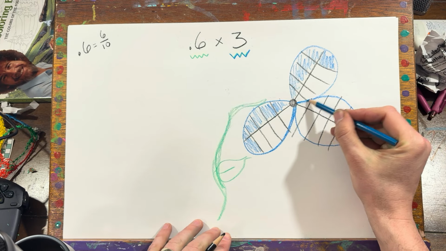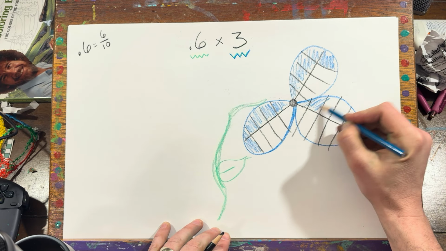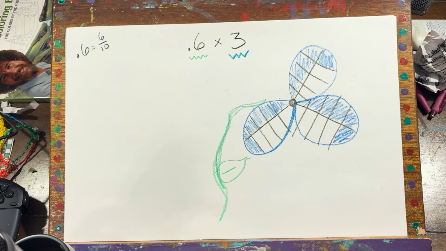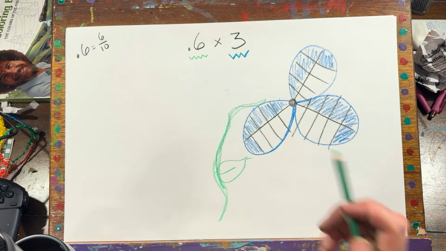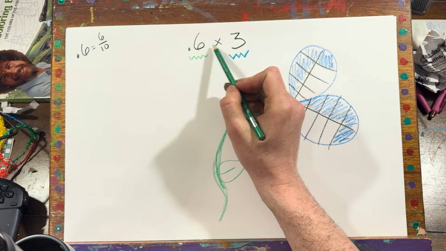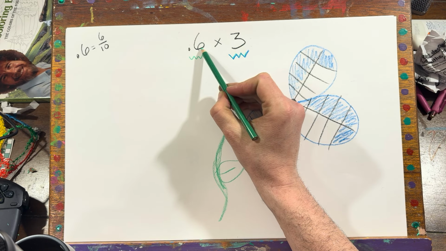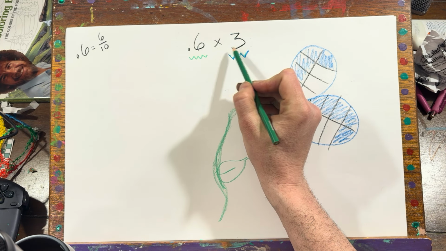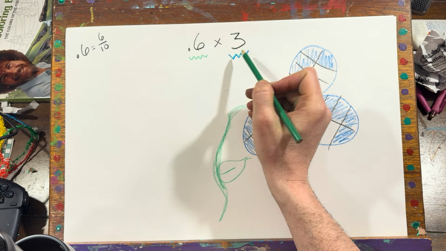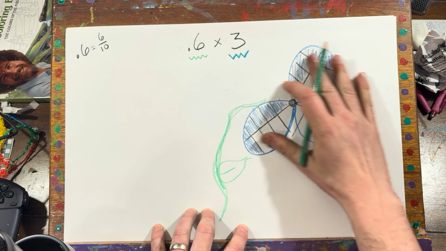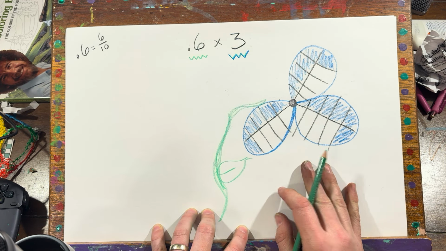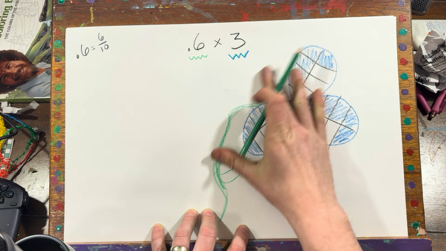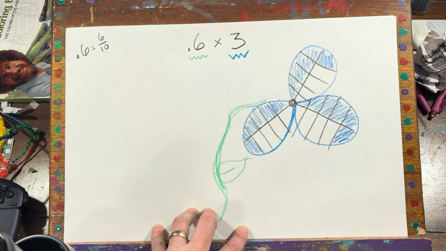Because instead of having more than one flower here, I have less than one flower. So I don't have 2 times 3. I don't have 6 times 3. I have 6/10 times 3. So I took my flower that had 3 petals, and I took 6/10 of each petal. That means I have 6/10 of the whole flower.